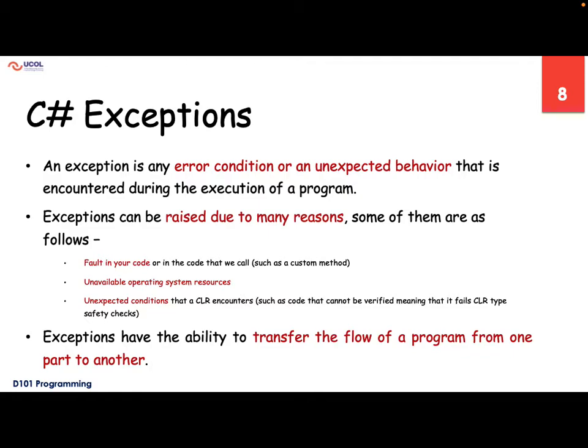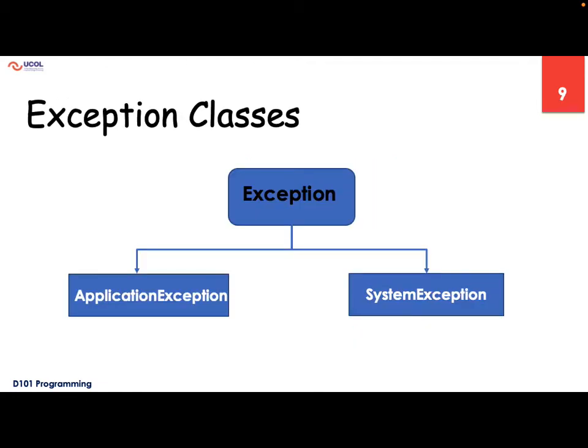Exceptions have the ability to transfer the flow of the program from one part to another. We are going into the try block. If an exception occurs, it will jump to the catch block, and then it will go to the finally block, if there is a finally block. The finally block is optional. It is not necessarily there, and we have seen that without the finally block, our try catch is working.